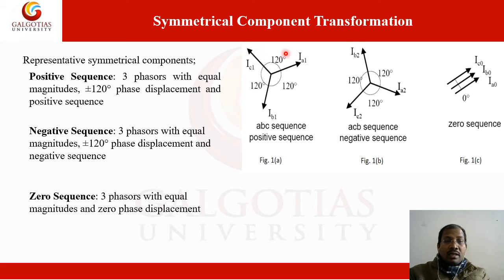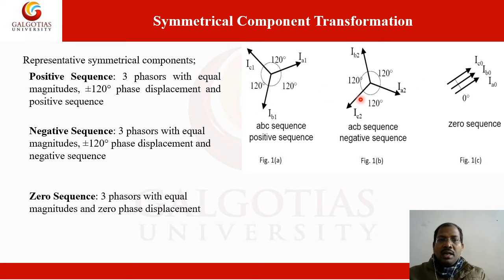Each phasor has the same magnitude and is displaced by an equal angle, that is 120 degrees. So this phase sequence is written in the anti-clockwise direction; the phasors are rotating anti-clockwise. Here this is IA1, then IB1 at plus 120 degrees, and IC1.